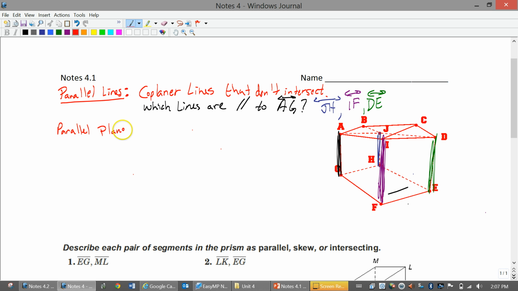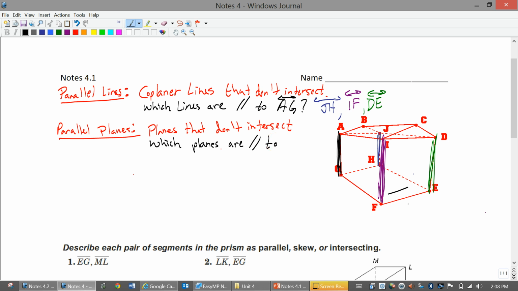Planes. Just hold on. Not this one, but the one up there. Parallel planes. Okay, these are just planes that don't intersect. So which planes are parallel to plane ABJ? Go ahead and look at it and try to think that over.